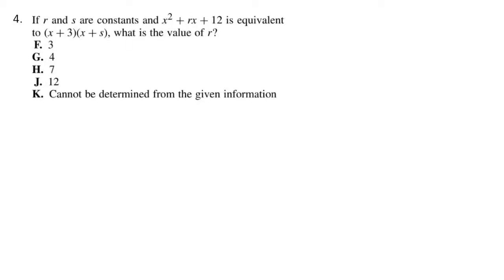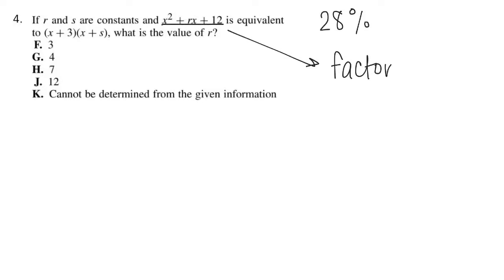All right, number 4, back again to only 28% got this problem. Only 28%. So let's talk about this problem in itself. X squared plus RX plus 12. That looks like a factoring problem. So it looks like this is something that we can factor. Now when I factor it, they've given us a hint of what this should factor into.